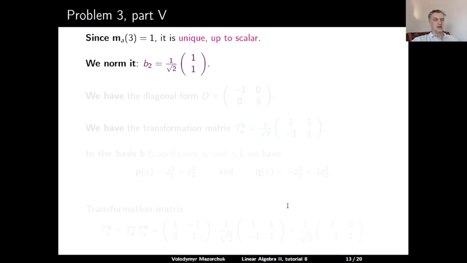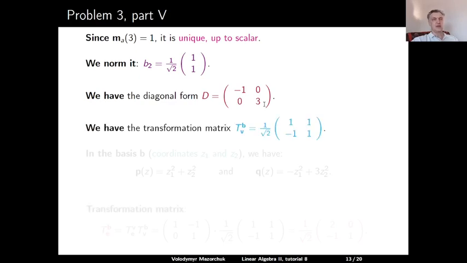So this gives us the answer that the diagonal form of our symmetric matrix is the matrix minus 1, 0, 0, 3. So it's a diagonal matrix with eigenvalues on the diagonal. And the transformation matrix is the matrix of the corresponding eigenvectors. So it's 1 divided by root of 2 times the first column is 1, minus 1. This is the eigenvector for minus 1. And then the second column is 1, 1. This is an eigenvector for 3.